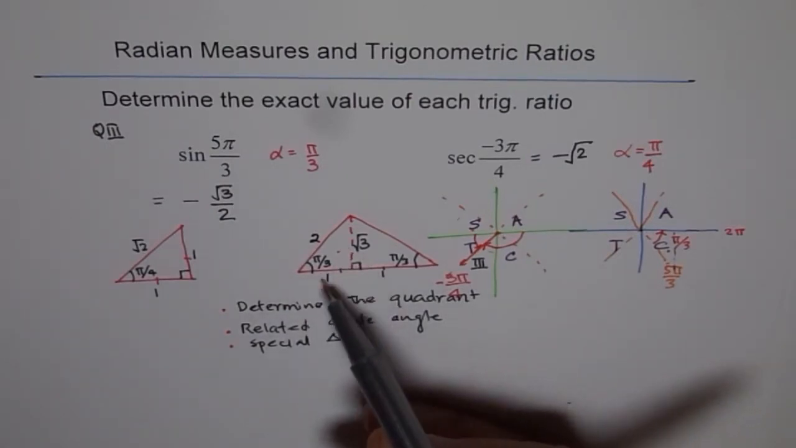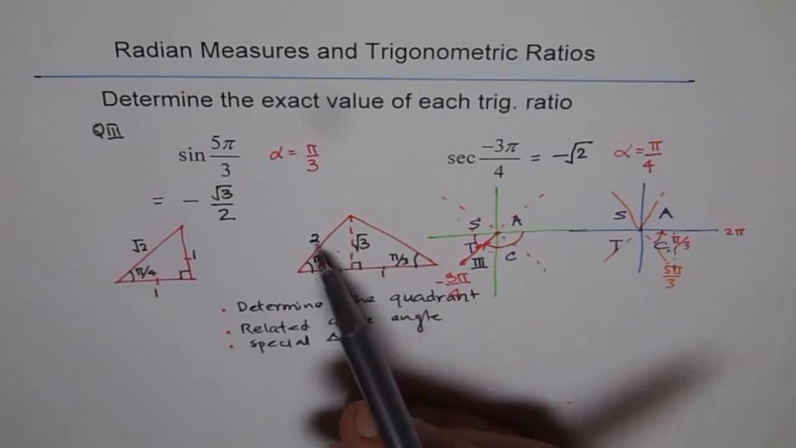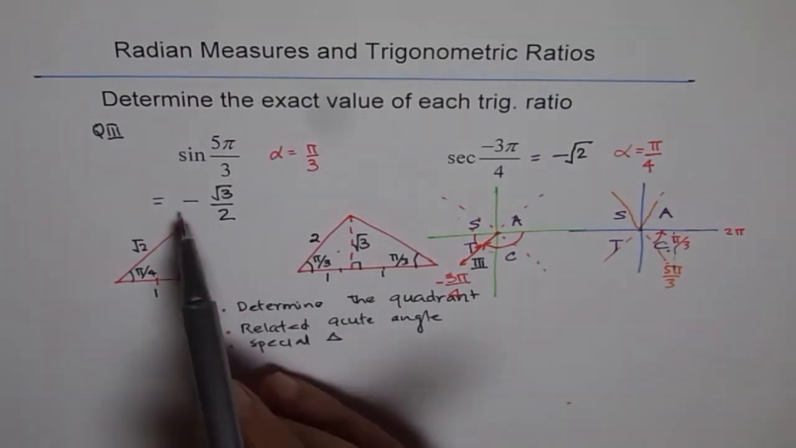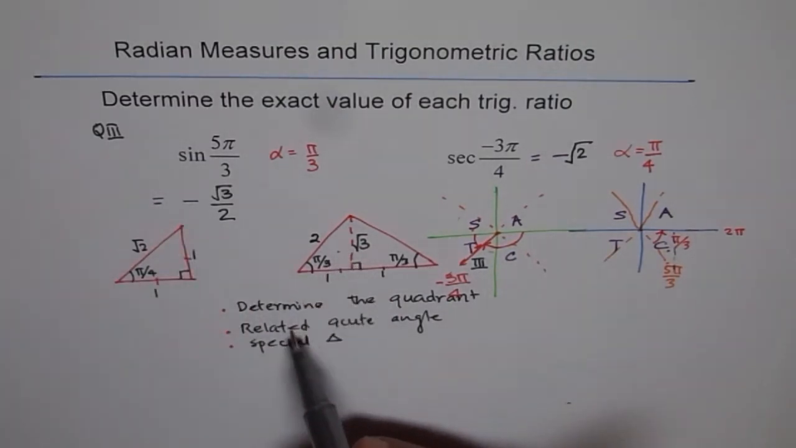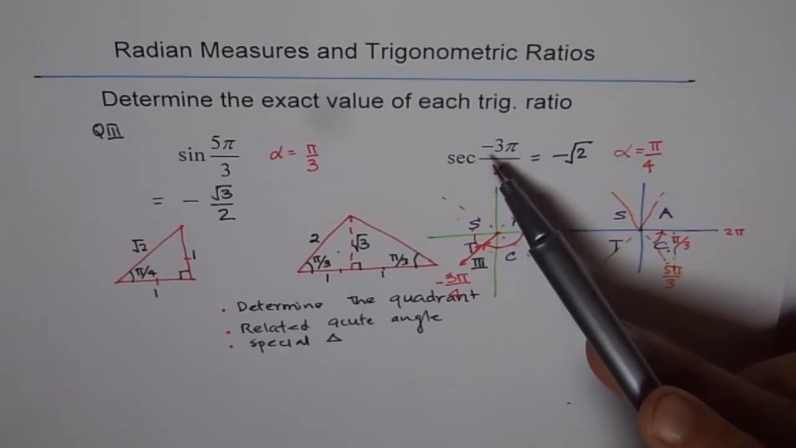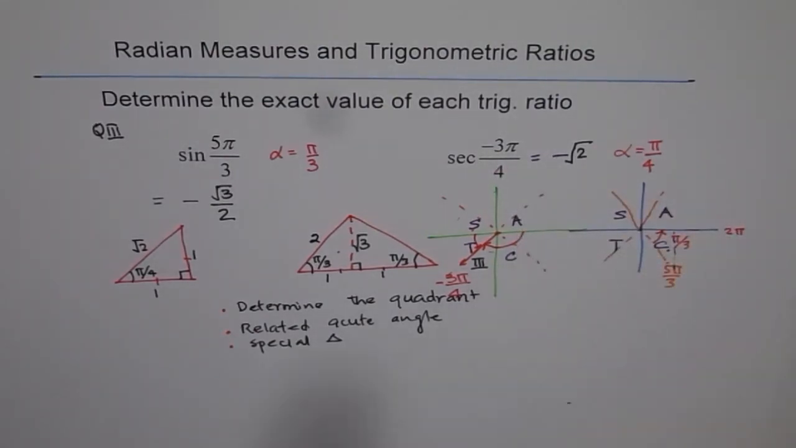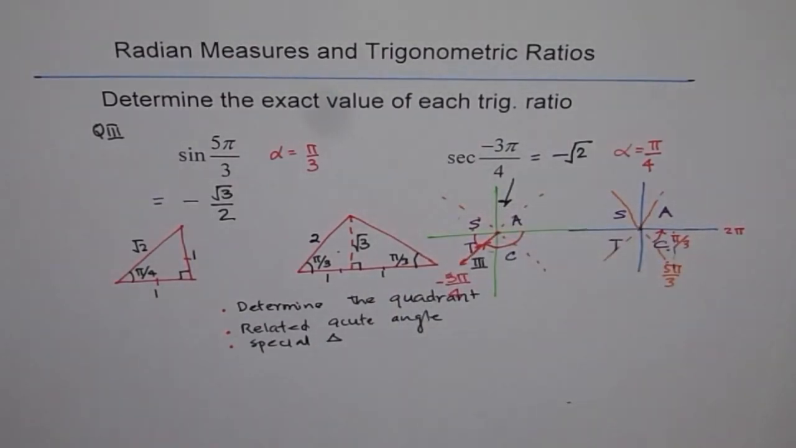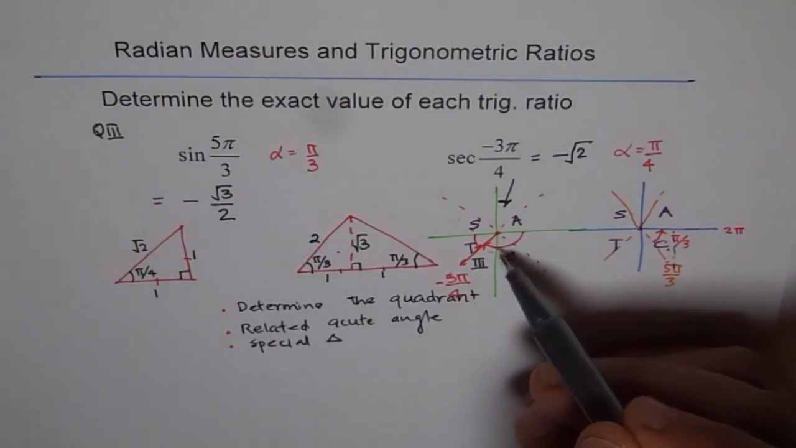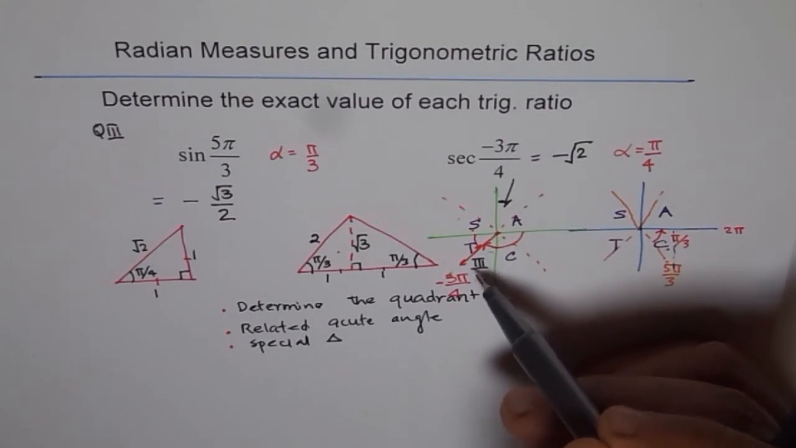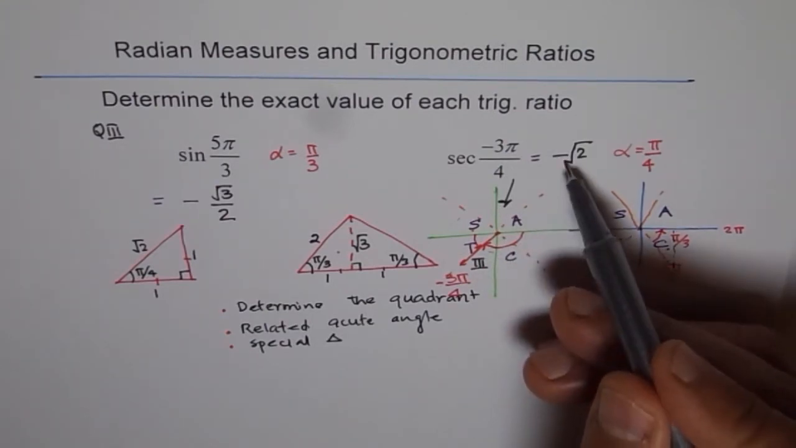For pi by 3, here is my special triangle, and sine is opposite over hypotenuse, so I got square root 3 over 2. So quadrant 4 gives us a negative value, and the triangle, the related acute angle, gives the value square root 3 over 2. The same procedure we follow for secant, which is 1 over cos. Negative means clockwise. So we went clockwise here, right? So this diagram is actually for secant. We went clockwise and found that secant of minus 3 pi by 4 happens to be in quadrant 3 where secant is negative. So we got a negative sign here.